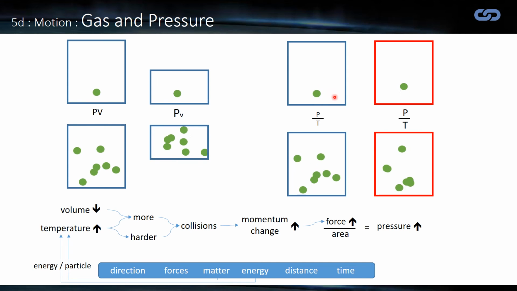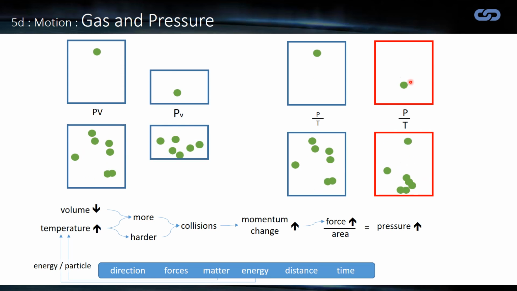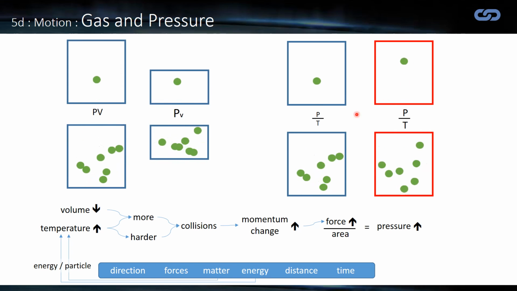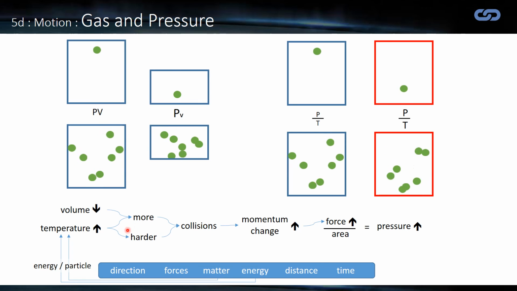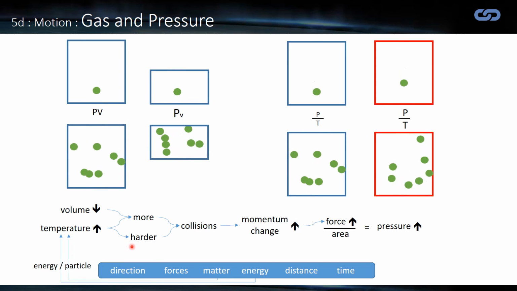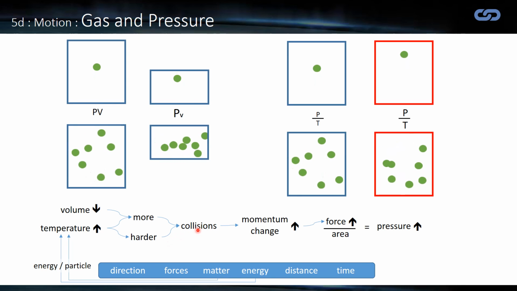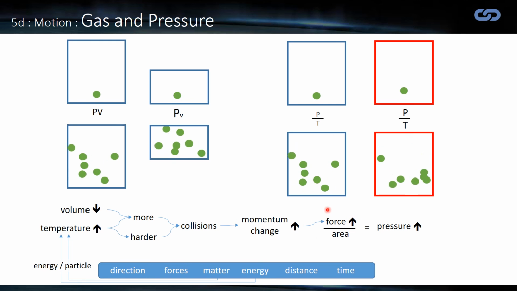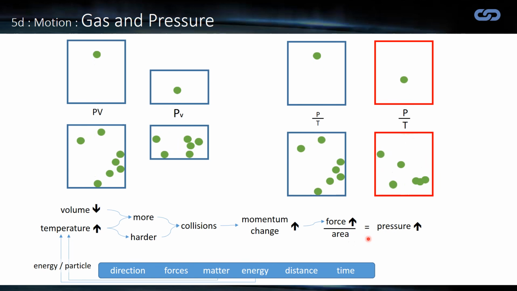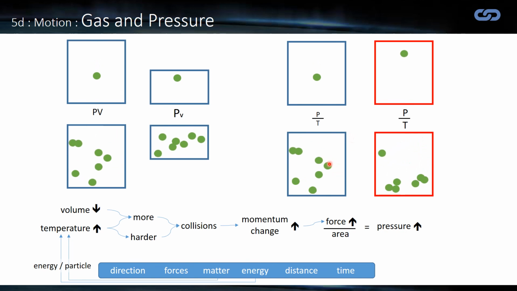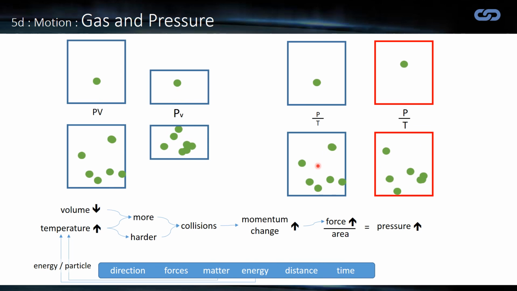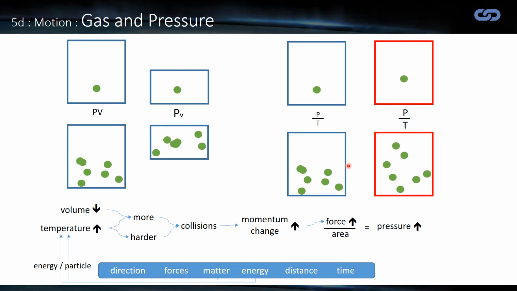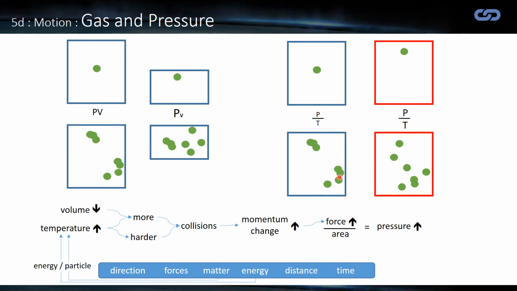It has the same distance to cover, but it's moving faster. That's what higher temperature means. So there are going to be more collisions, and also each one of those collisions is going to be harder, or is going to involve more force or a greater momentum change. So more and harder collisions, again more momentum change, more force required, and because the area stays constant, more pressure. And again, finally, we can see the same idea, but here with many particles. It's exactly the same principle, it's just happening in a more multifaceted, more multidimensional way.